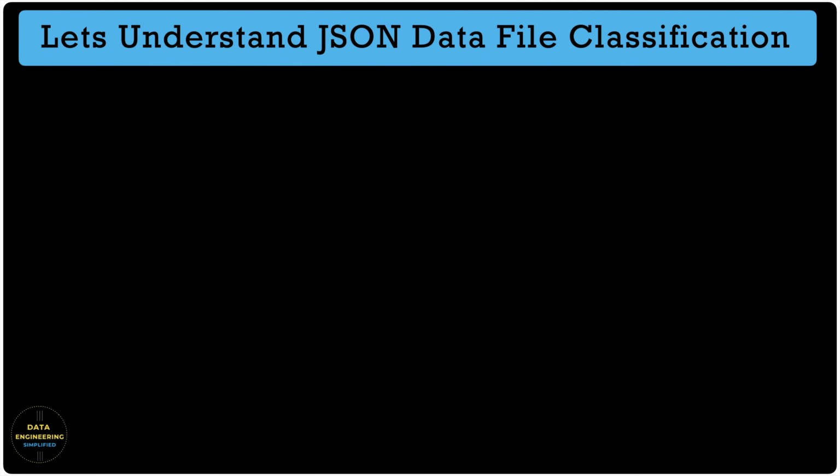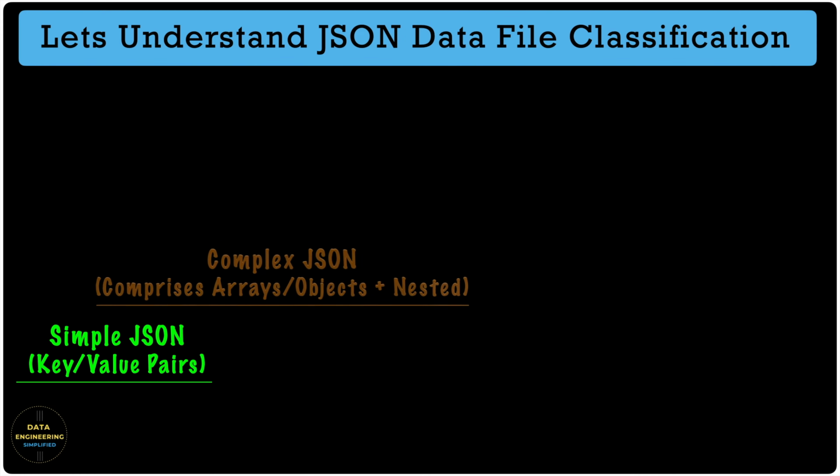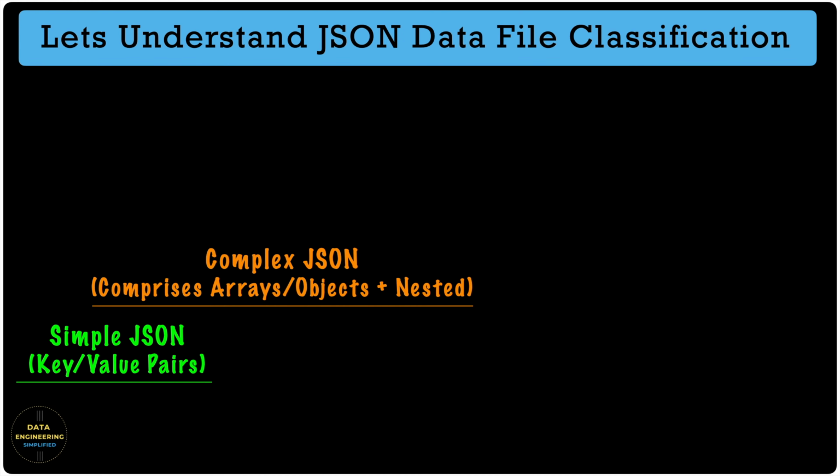Let's understand JSON data file classifications. At very high level, we can look into JSON data files into 4 different categories. There are JSON files which are just key value pairs and does not involve any processing complexity to extract individual elements. They can be classified as simple JSON structure. Second category of JSON data file comprises arrays and objects, one or more nested element inside an element. Such JSON file can be classified as a complex JSON structure.